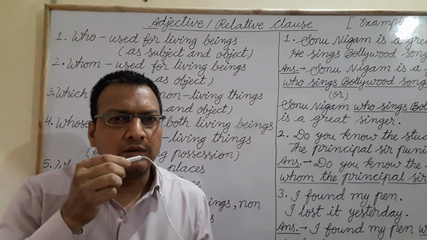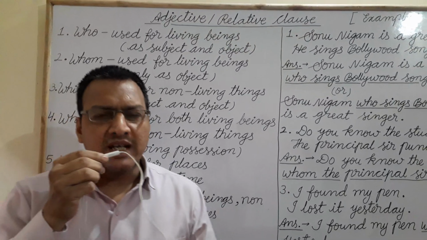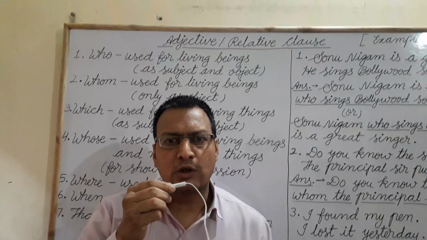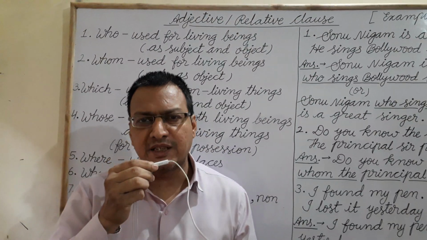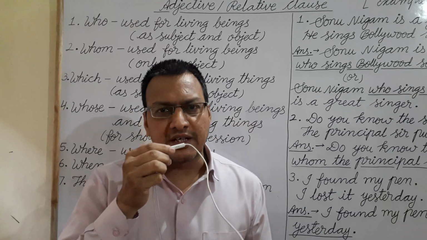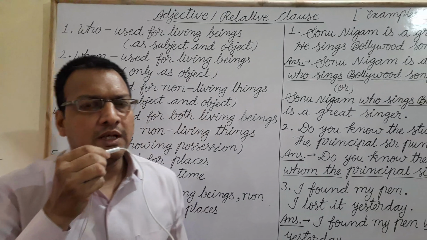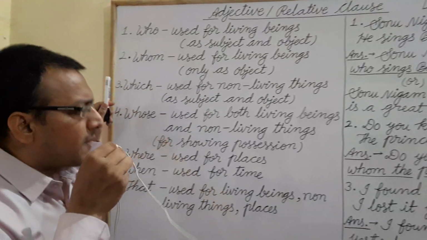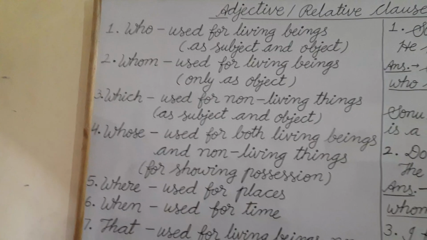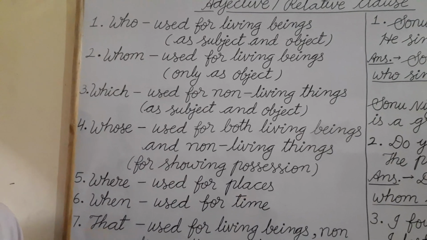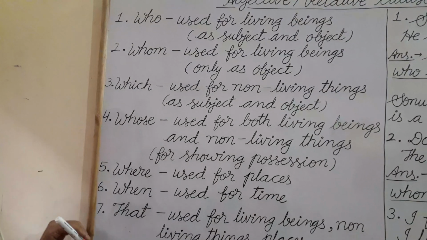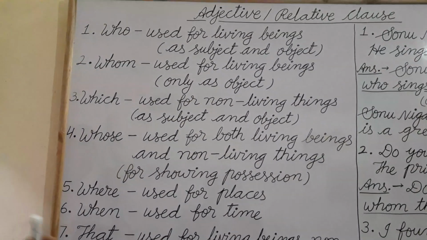First of all, the definition: an adjective clause or relative clause is a part of a complex sentence which has its own subject and predicate and does the work of an adjective. Let us see on the board here, on the left-hand side, I have written the words with which an adjective clause begins. Adjective or relative clause begins with these words, as you can see, written on the board.